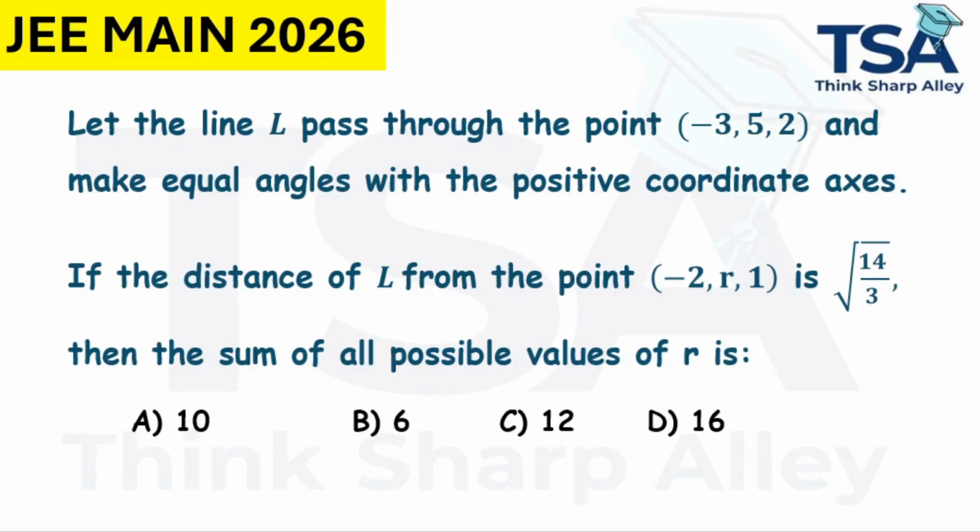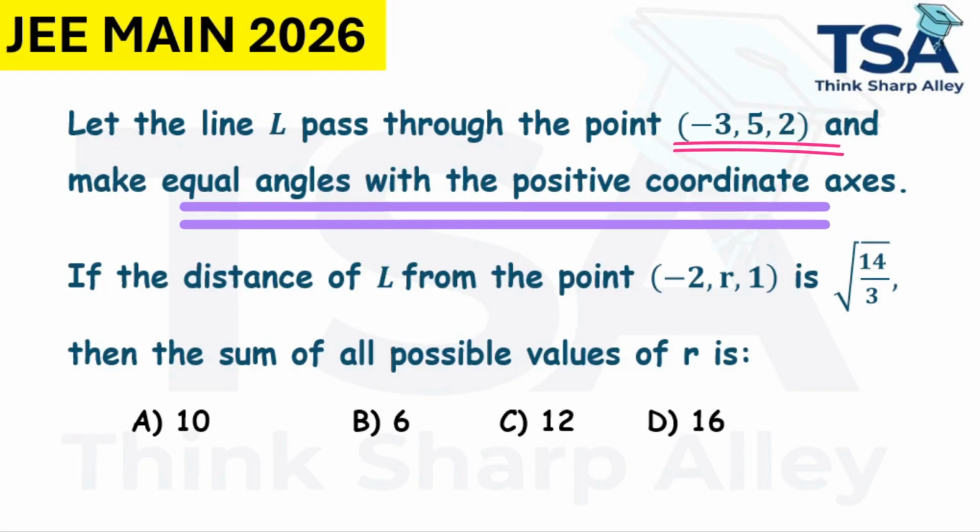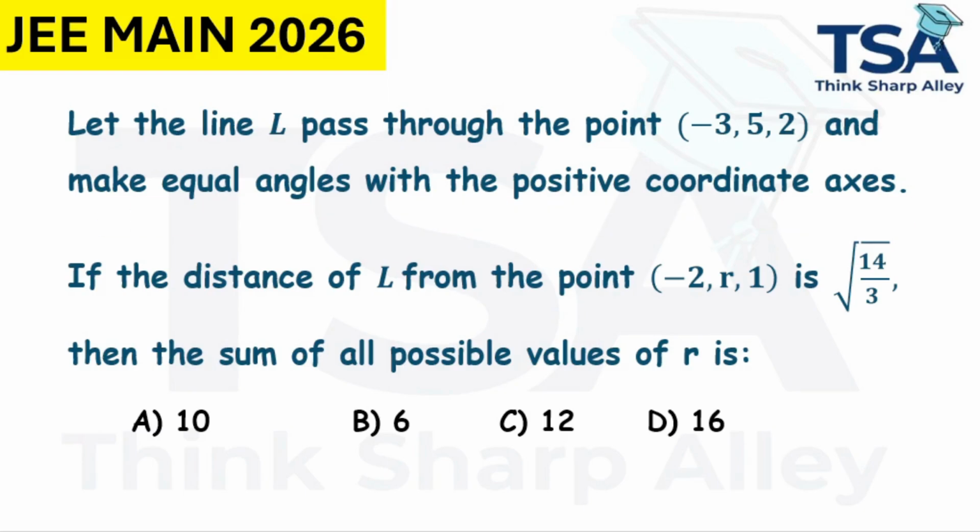Let the line L pass through the point (-3, 5, 2) and make equal angles with the positive coordinate axes. If the distance of L from the point (-2, r, 1) is √14/3, then the sum of all possible values of r is which of the following options?